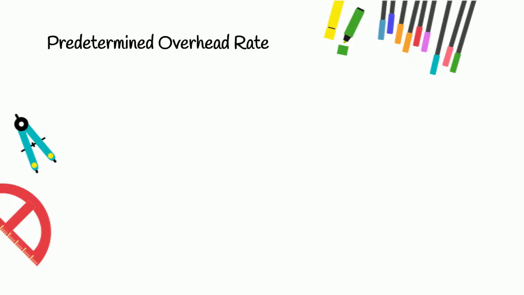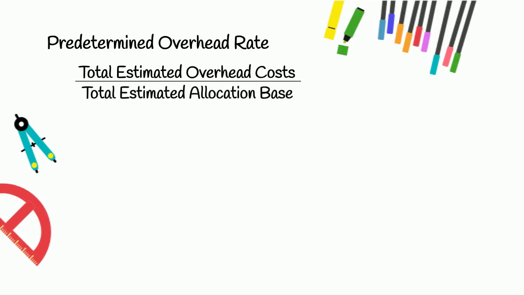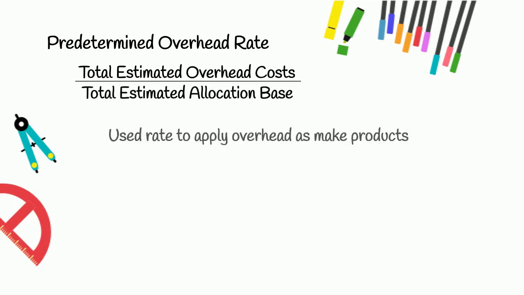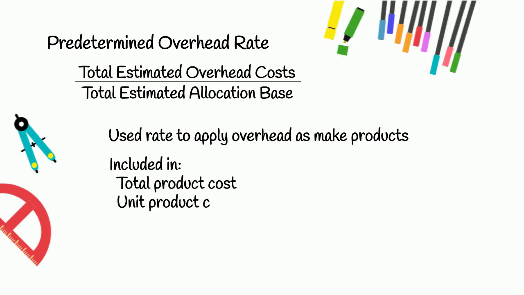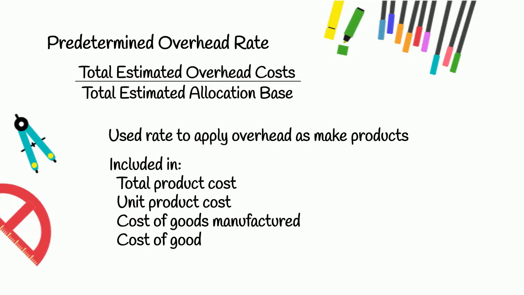First, a little recap. We made a predetermined overhead rate at the beginning of the year by taking the total estimated overhead cost and dividing that by the total estimated allocation base to get a predetermined overhead rate. Then, we used this rate throughout the year as we made our products to apply overhead to our products and include in the total and unit product cost. We used these cost figures to determine cost of goods manufactured and cost of goods sold.